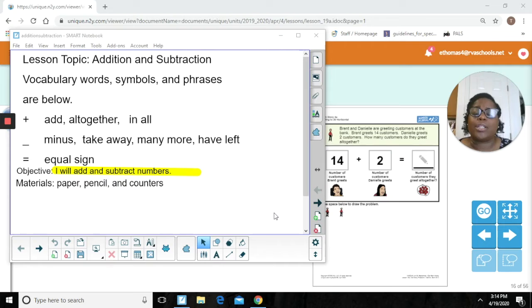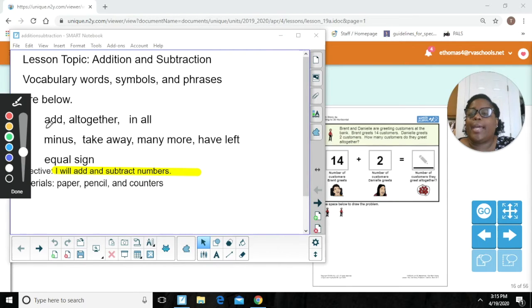So let's start off by talking about some words, symbols, and phrases that you're going to come across in this lesson. We're going to do addition in the first part of our lesson and subtraction in the second part of our lesson. So let's talk about addition first. If we look at this symbol here where my little cursor is pointing, tell me what this sign is. Did you say plus sign? You're exactly right. It is called the plus sign. And whenever we see the plus sign, it means we're going to do what? Add. Yes, you're going to add.